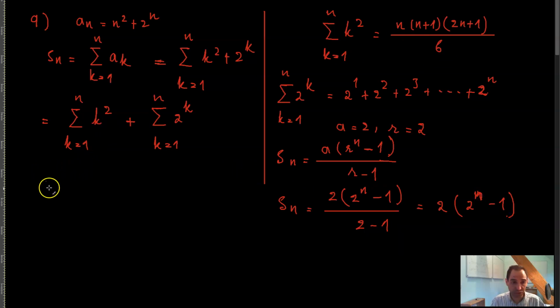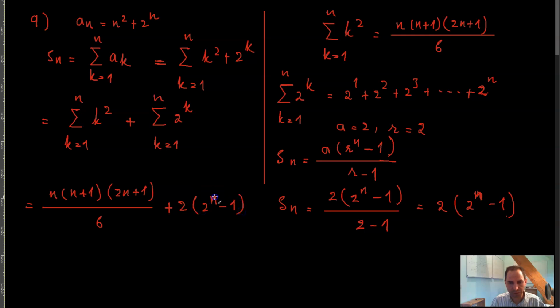So I can add these two together and write them as n times n plus 1 times 2n plus 1 divided by 6, plus 2 times 2 raised to the power n minus 1. And that is basically the sum there. If you expand this and add them together, you would get some sort of expression which would not be very helpful. So I'm not going to do that here. I've already done that once. It's not going to be simplified much.